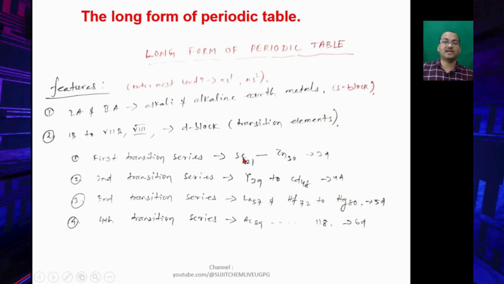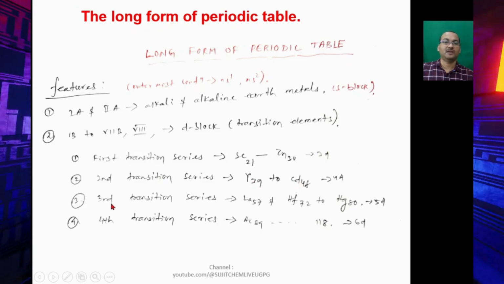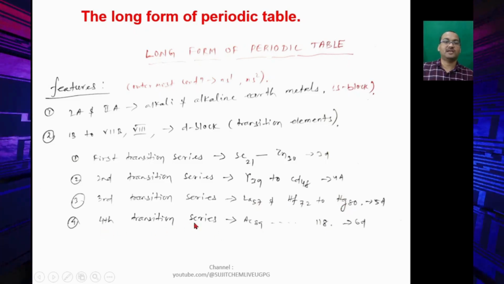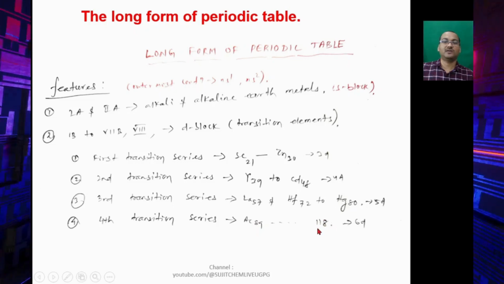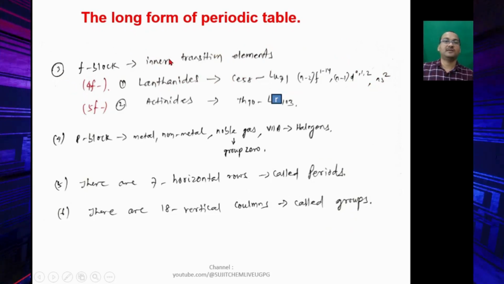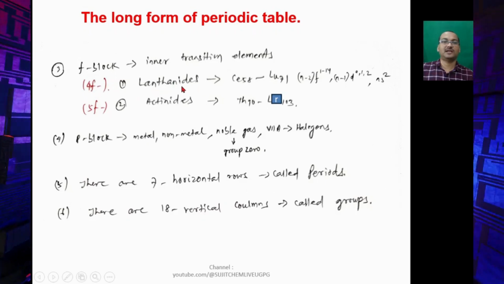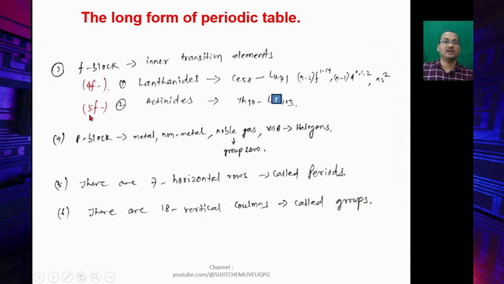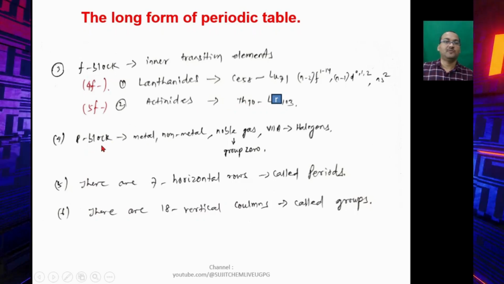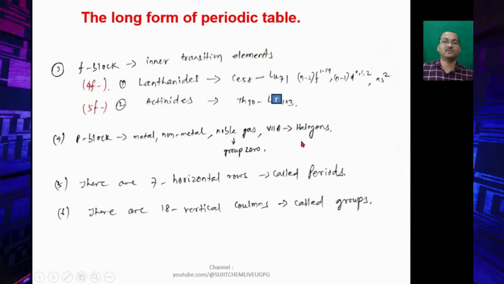The first transition series starts from scandium to zinc. Similarly, the second transition series is from yttrium to cadmium. The third transition series is lanthanum to hafnium and up to mercury. And the fourth transition series starts from actinium and ends with 118, that is the 6d series elements. Similarly, f block elements are called inner transition elements. The 4f elements are lanthanides from cerium to lutetium, and 5f elements are actinides, from thorium to lawrencium. The p block elements contain metals, non-metals, noble gases, that is group 0, and VIIA, called halogens.